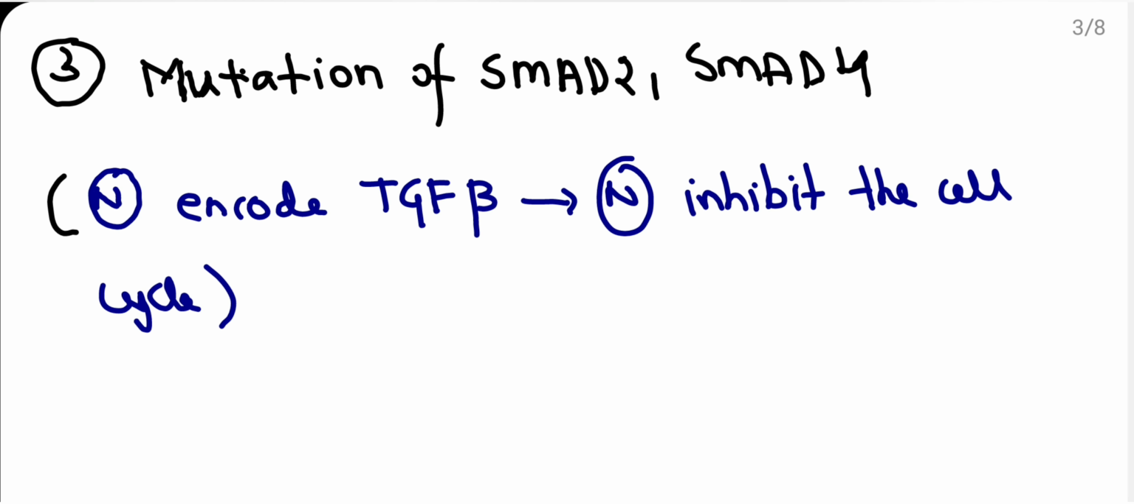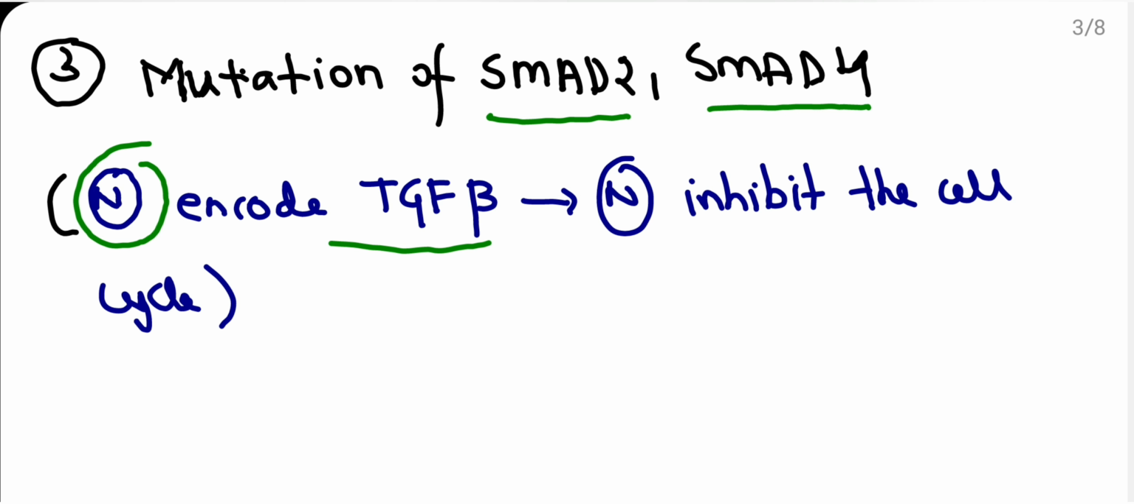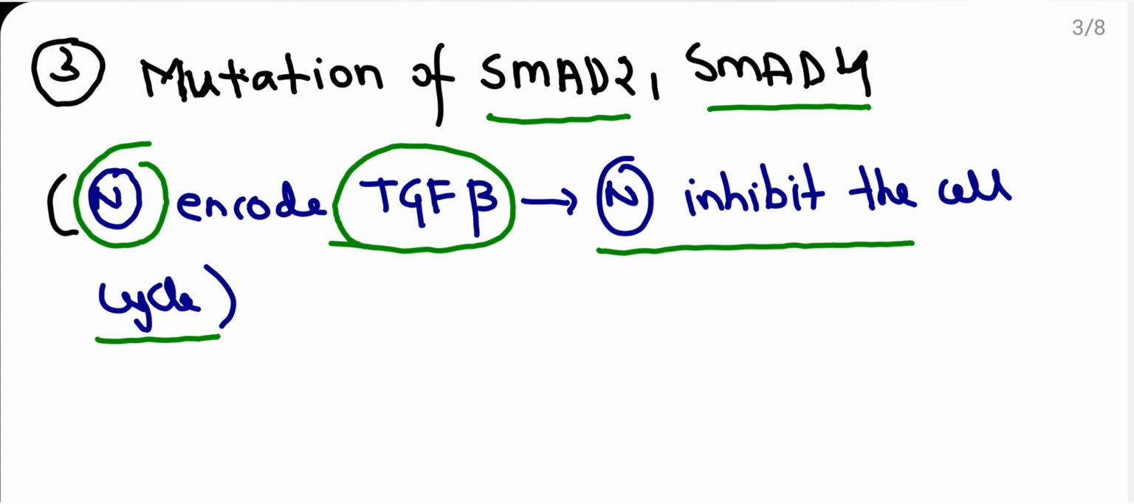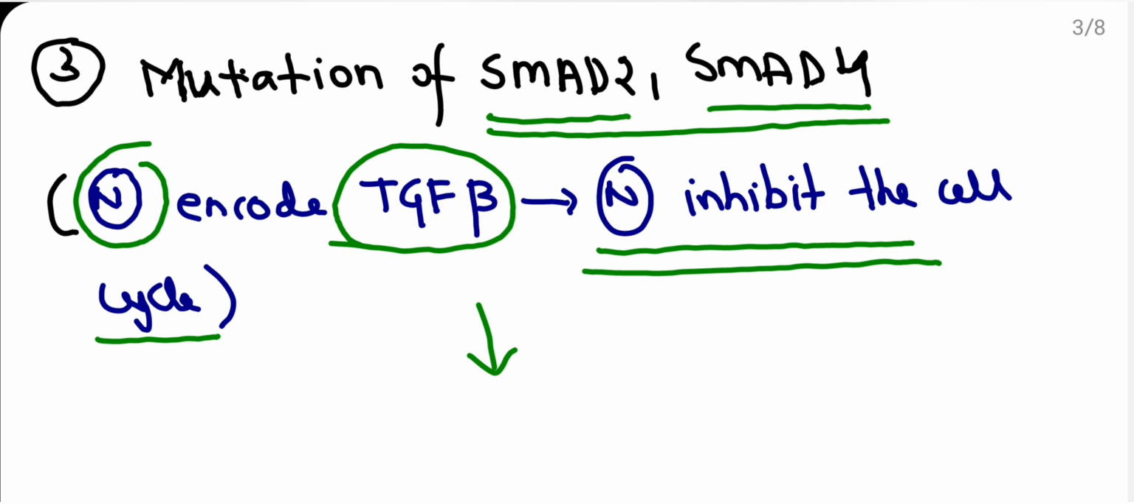Similarly, there are other mutations like mutation of SMAD2 and SMAD4. Normally, SMAD2 and SMAD4 encode tumor growth factor beta and inhibit the cell cycle. This is in the normal condition. So it is a tumor suppressor gene, and there is loss of function. When there is loss of function of SMAD2 and SMAD4, no one is there to inhibit the cell cycle, so there is proliferation of the cell.